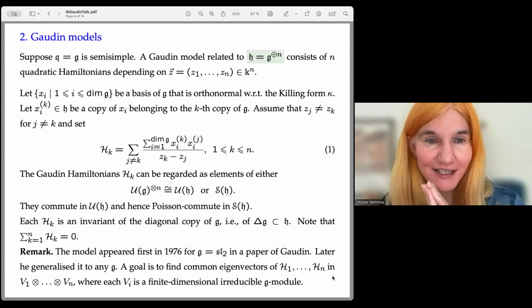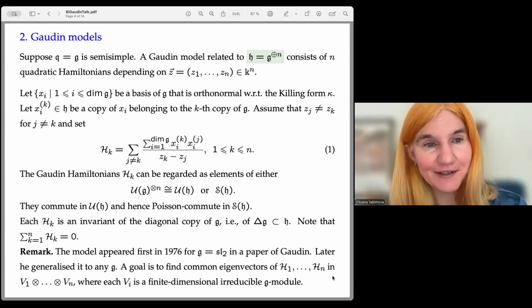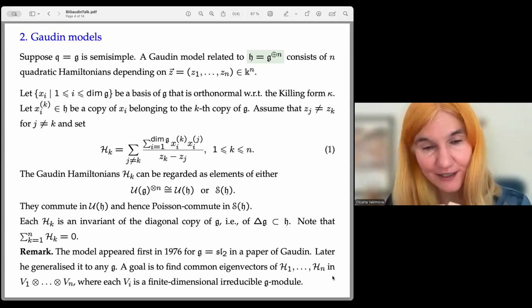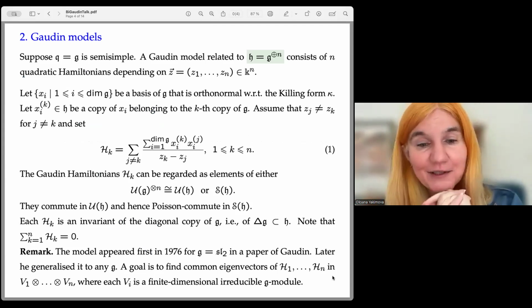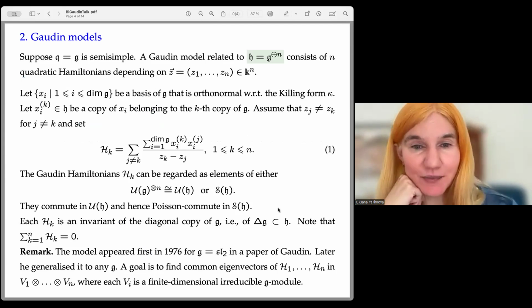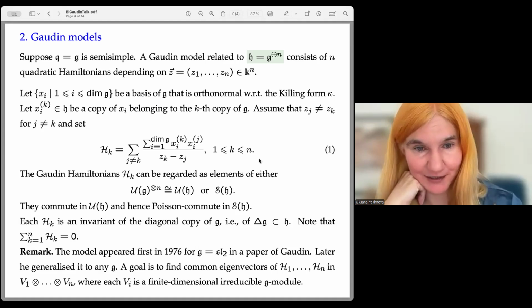Okay, so in the title you have seen Gaudin subalgebras. So what are they? The name comes from the Gaudin model. This is something appearing first in 1976 with motivation from physics. It's sometimes called a completely integrable quantum spin chain. And in algebraic terms, this model roughly consists of n quadratic Hamiltonians.